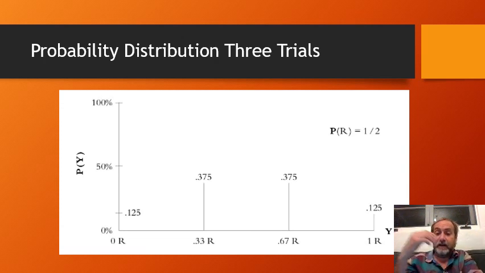The probability of getting 2 Rs out of 3, which is a 0.67 relative frequency of Rs, 2 of the 3, is also 0.375. We didn't explicitly calculate that, but you can do that yourself if you want. And then the probability of getting no Rs or of getting all Rs is 0.125 on either end of the distribution.